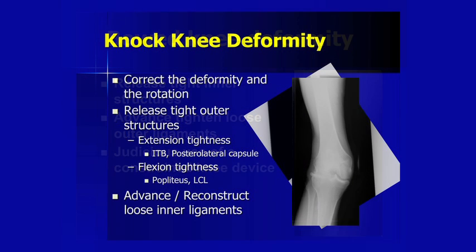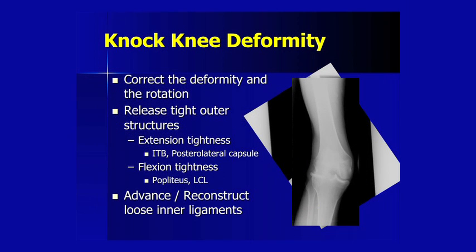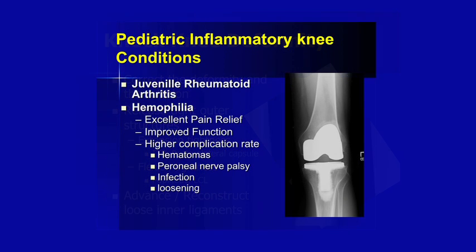And then if it's severely knock-kneed, and this is more for physicians, you're releasing different muscles to make it straight. Pediatric inflammatory conditions, you lose the space everywhere. Juvenile rheumatoid arthritis, hemophilia, these things are associated with higher complication rates, but very, very high patient satisfaction because these patients have severe pain for a long time and really do very, very well after surgery.